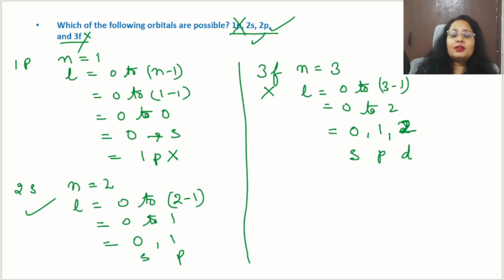So in this way, this question is finished. The concept is clear. Just calculate the value of l, and from that we can calculate the value of ml.